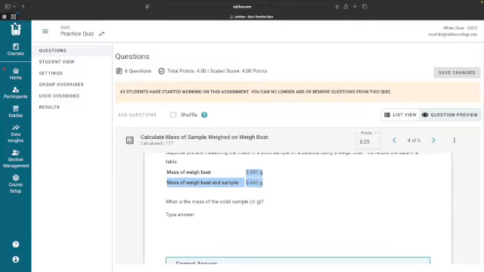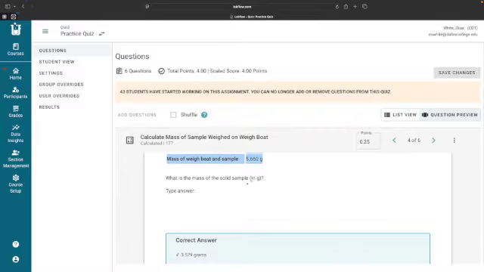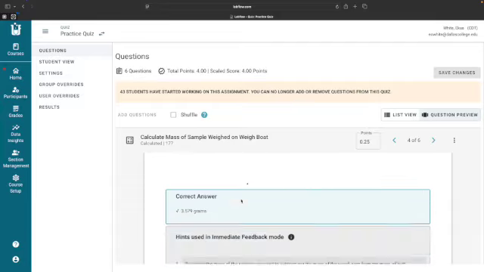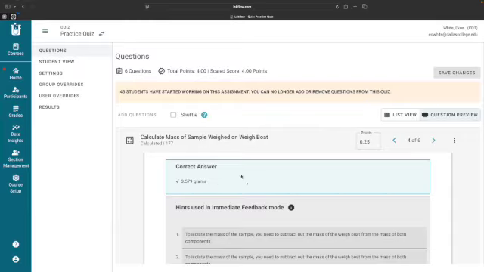Given these two numbers, you may get different numbers. When you subtract the small one from the big one, you should get your correct answer. So based on the numbers I have, this should be my answer right here.